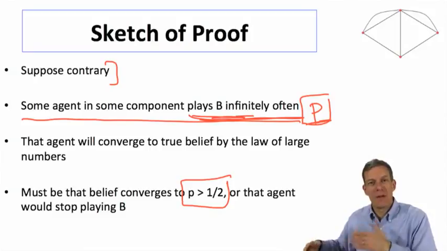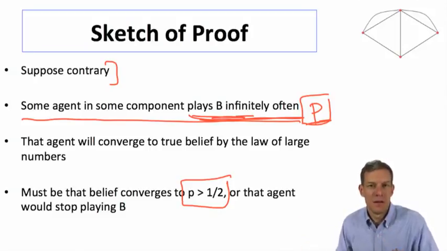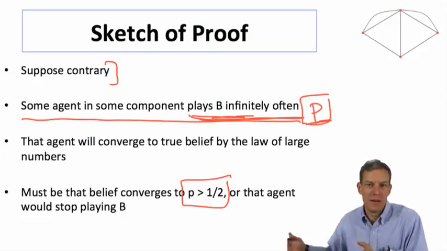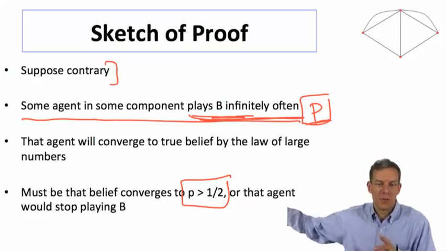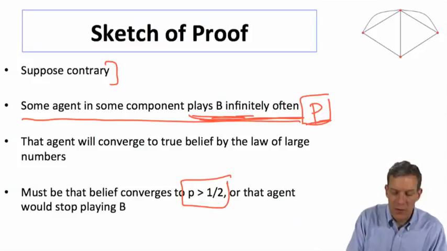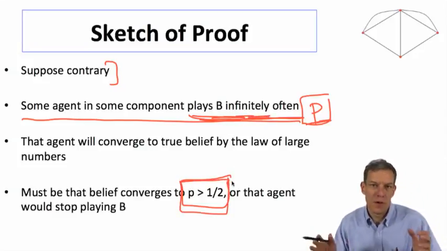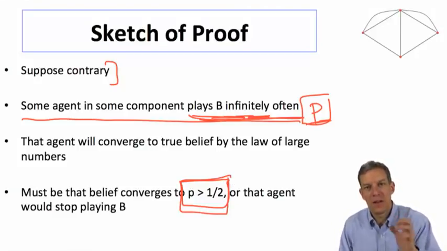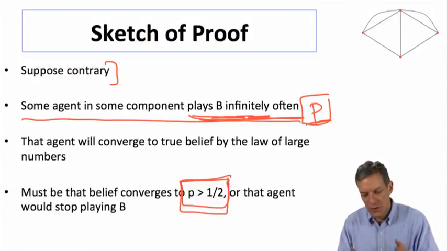If it's below half, then eventually they would stop playing it, because now they'd be arbitrarily, accurately convinced that it's not good. So if it's not good, they should learn that, and they stop playing it. If it is good, they'll keep playing it. Okay, so it must be that if they do play it infinitely often, then it's got to be the case that they're converging to the good belief. Otherwise, they would have stopped. Okay, so now this means that they have to be converging to the true belief.